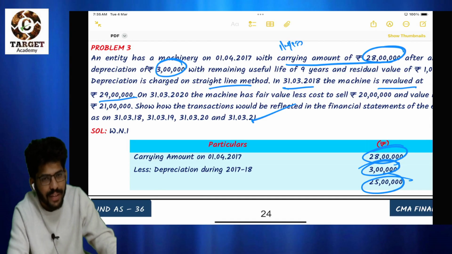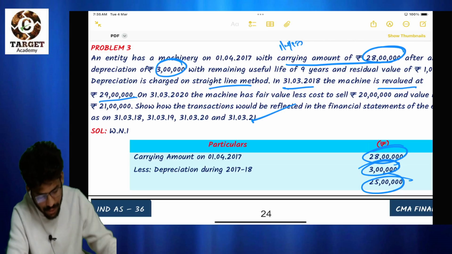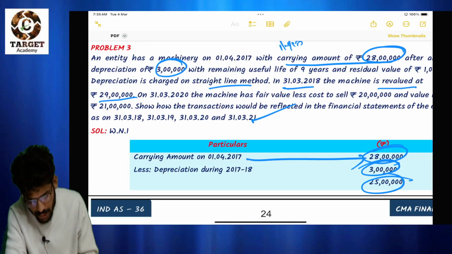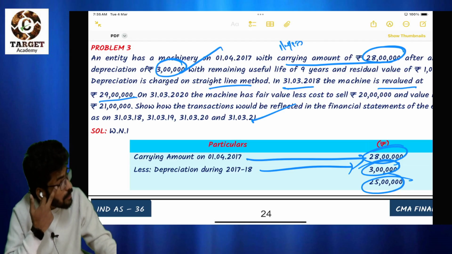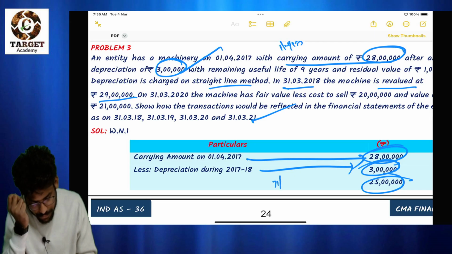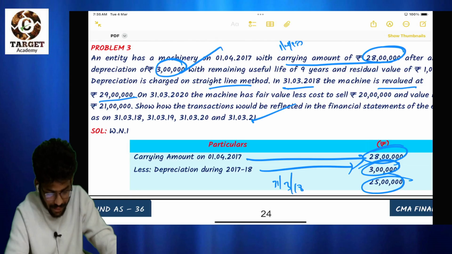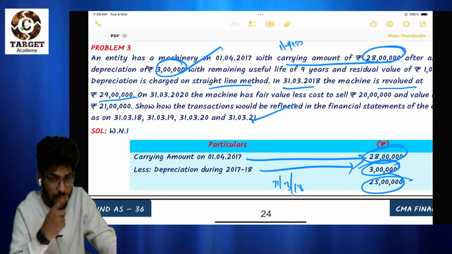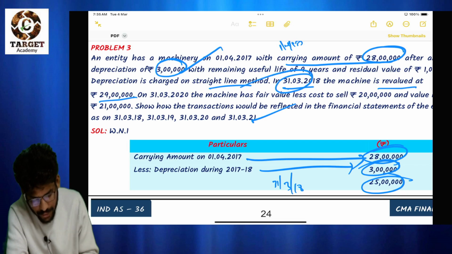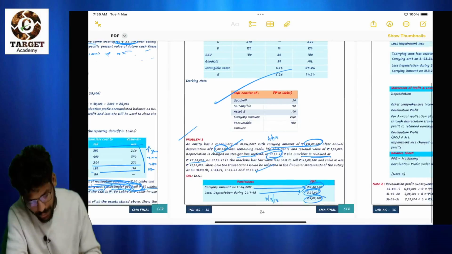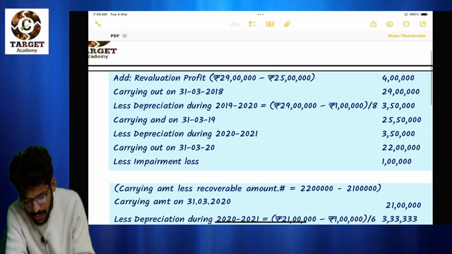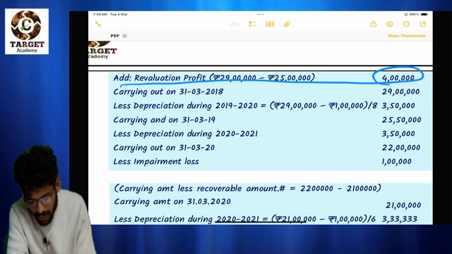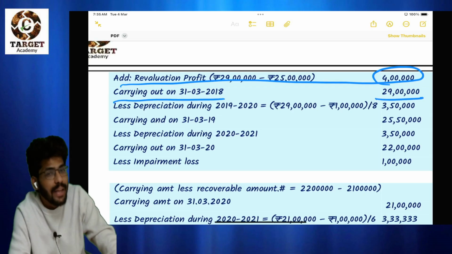Clear? The depreciation for 17/18 is also given in the question. So on 1/4/17 the value is 28 lakhs. During the year the depreciation is 3 lakhs and the balance is 25 lakhs. Clear? That is the carrying amount as on 31st March 2018. Correct or not? Yes or no? On that day, the machine got revalued from 25 lakhs to 29 lakhs. How much is the revaluation profit here? Add revaluation profit 4 lakhs. So then we get the carrying amount of 29 lakhs.